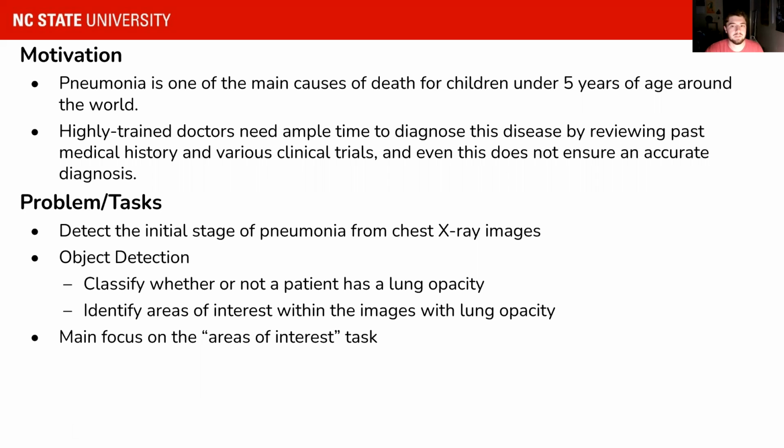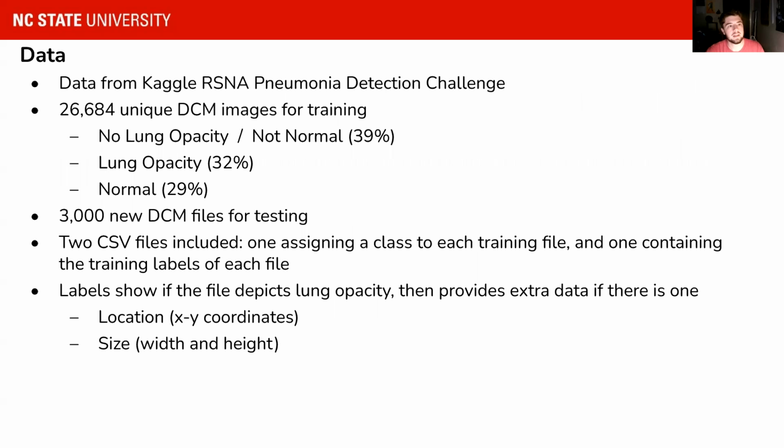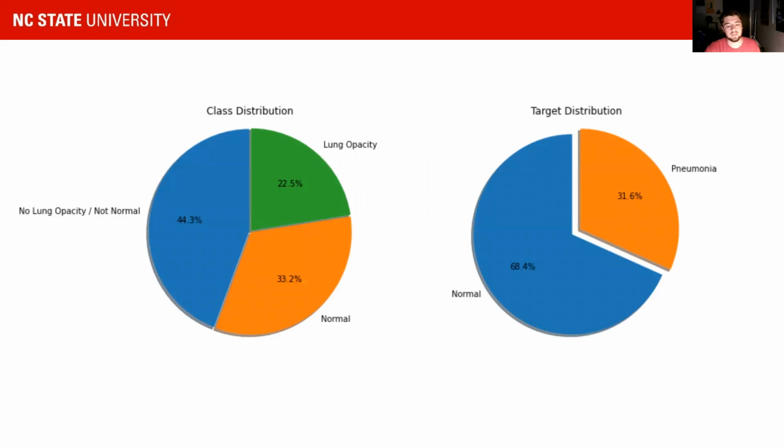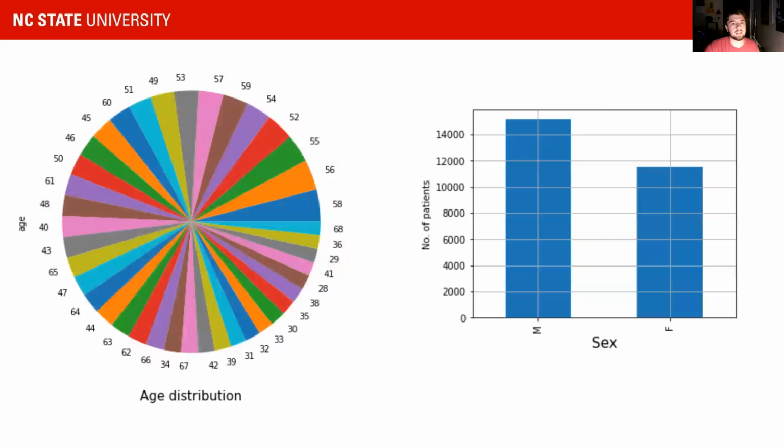into object classification of whether or not an image has lung opacity, and if it does have one, then it's image detection of where it is in the picture, and our focus is going to be on that second task. And our data comes from the Kaggle RSNA Pneumonia Detection Challenge with almost 30,000 unique DICOM image files, some with lung opacities, some without, and then CSV files that signify which ones have the opacity. And if they do, then the variables for the bounding boxes such as the location and size. And here you can see the class distribution for this data and then the patient demographic distribution.